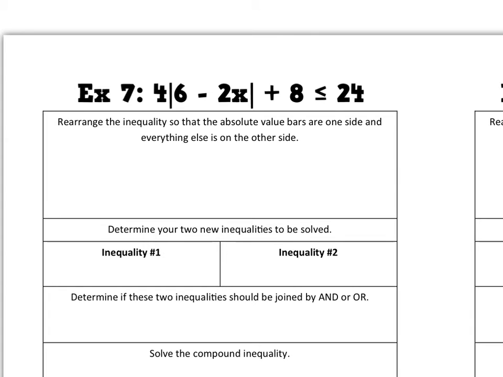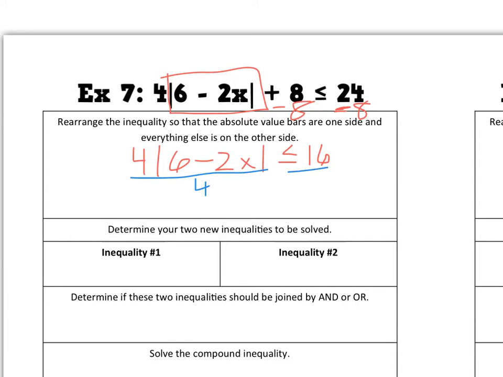Now to our last two. Still need to get the absolute value bars by themselves. So my first step is going to be to minus 8 from both sides. I'm just trying to save a little room. 4 times the absolute value of 6 minus 2x is less than or equal to 16. Divide by 4. Divide by 4. Absolute value of 6 minus 2x is less than or equal to 4.